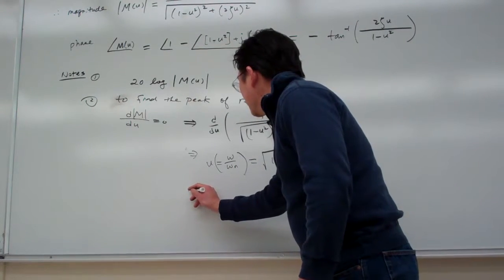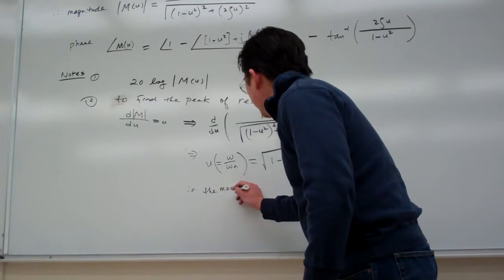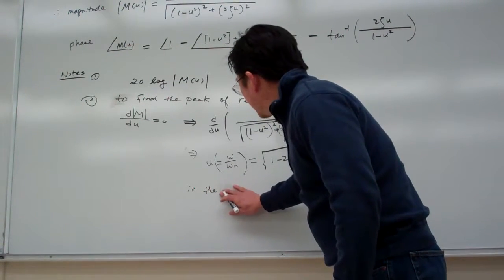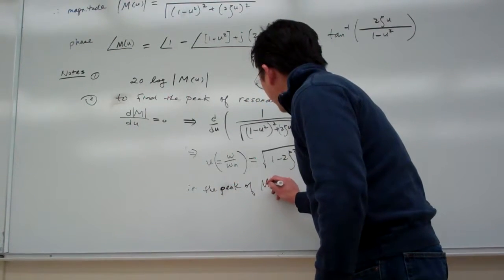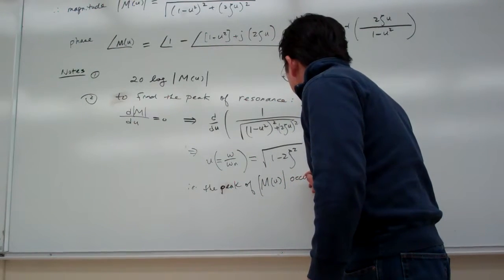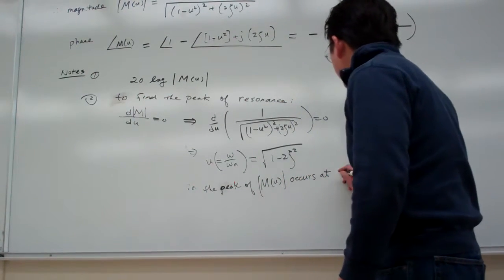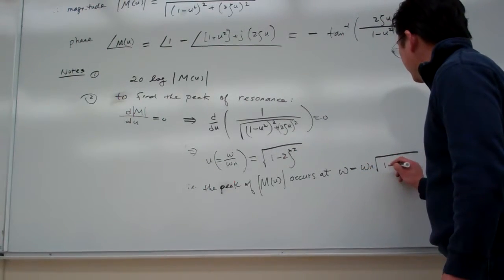So that means the maximum, the peak of the M, occurs at omega equal to omega n times this one.